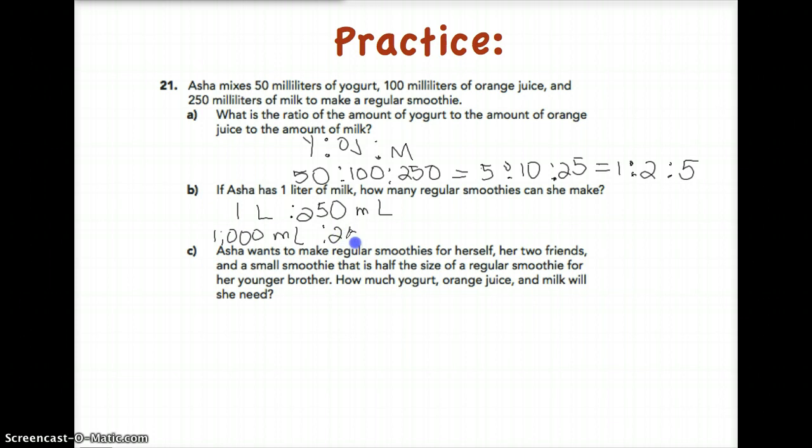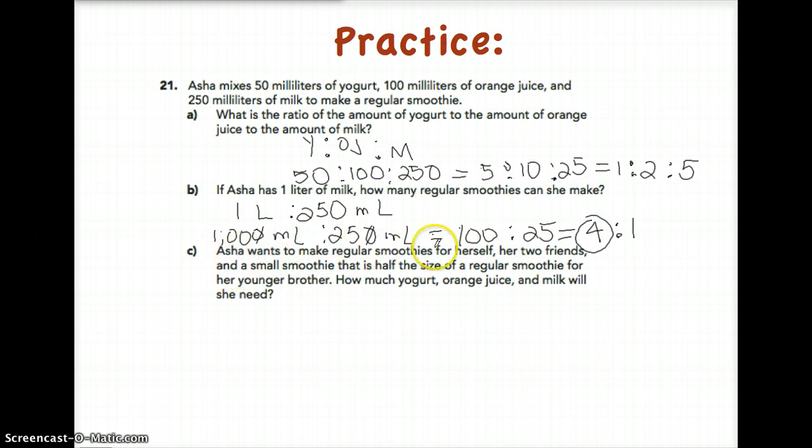So let's leave this alone because it's just milliliters, and we are going to simplify or reduce. So we know we can divide by 10, so we cross a 0 off. This turns into 100 to 25. This looks like we can divide by 25, so this turns into 4 to 1. So she can make 4 smoothies. Okay, and let's try part C.